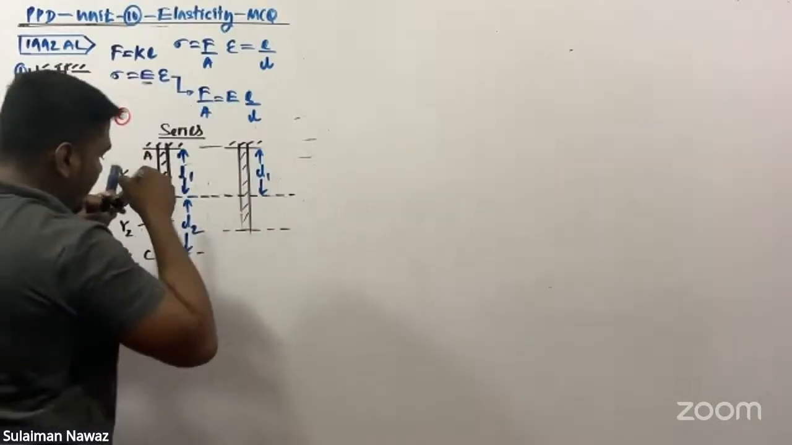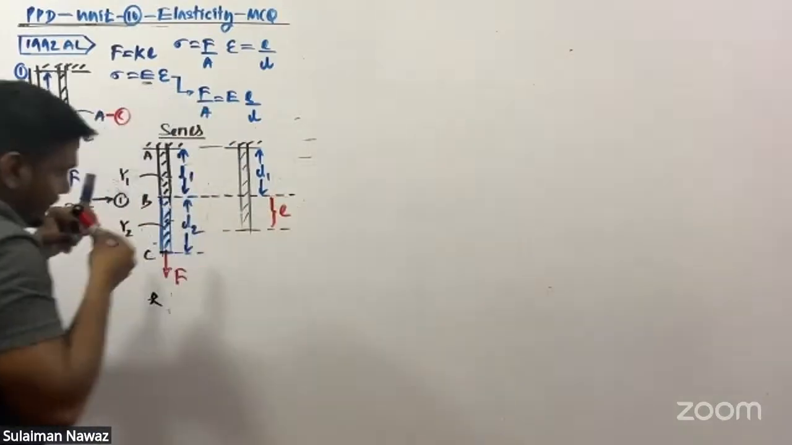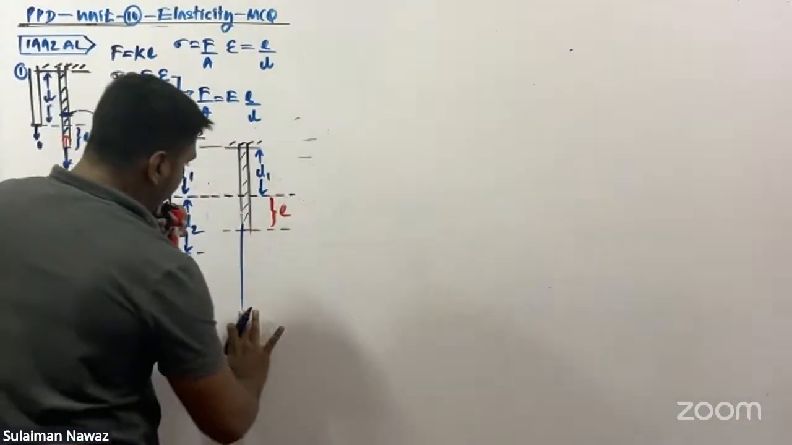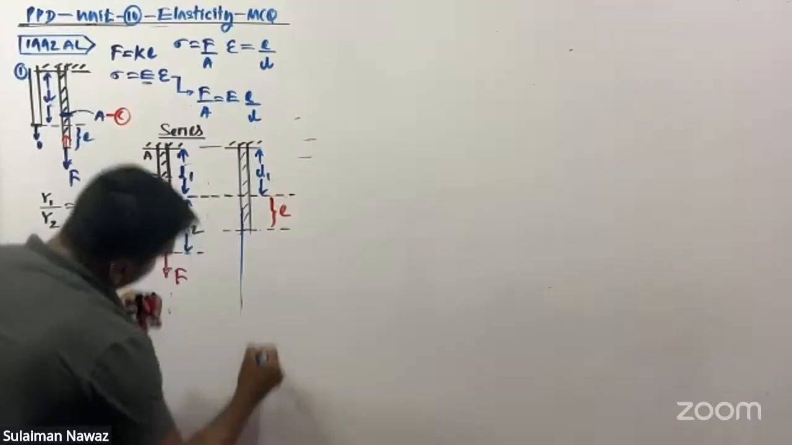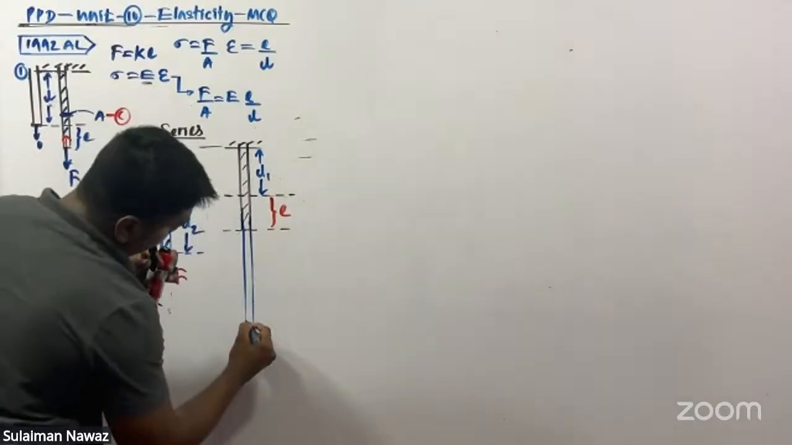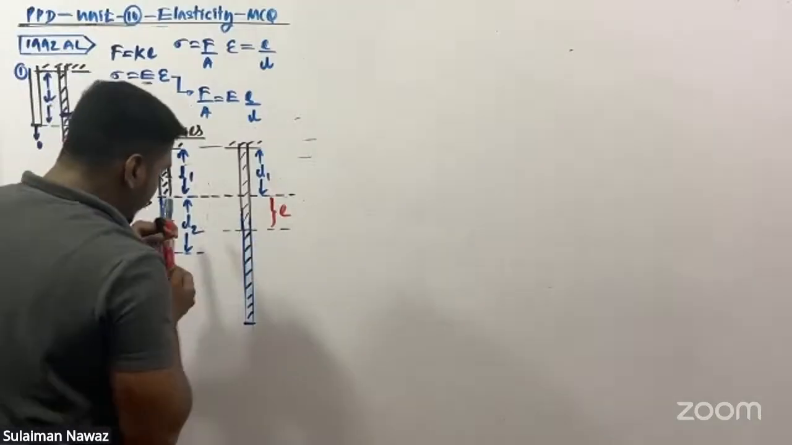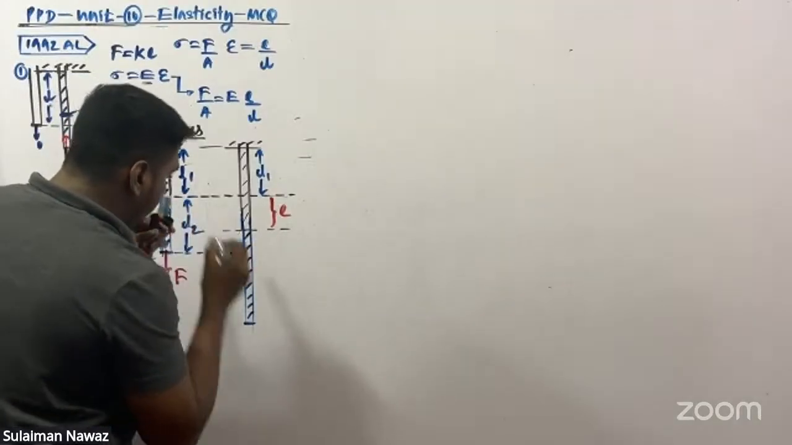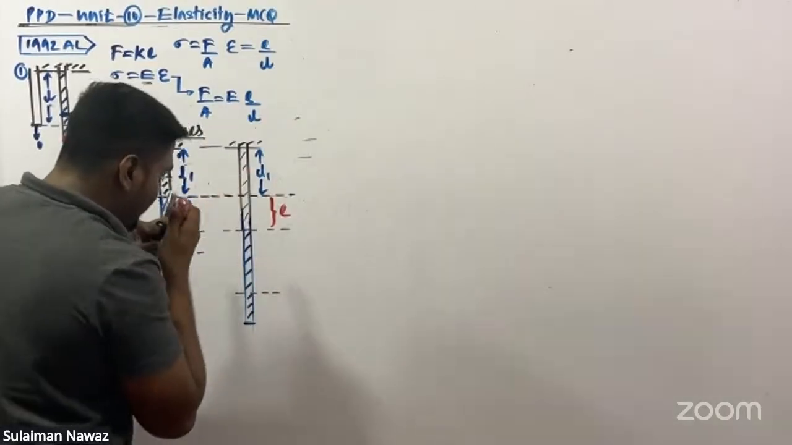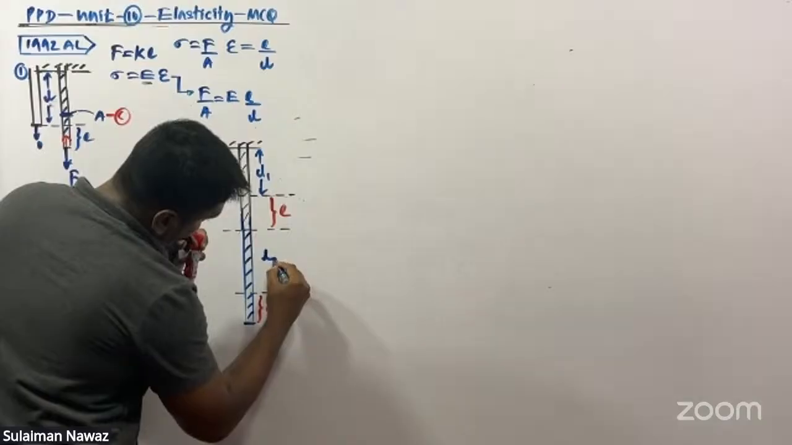The extension of the black color rod is simply e. And the blue color rod also undergoes extension. Its natural length is L2. The extension of the blue color rod is also simply e. Both of them experience the same force. Okay, this is the idea.